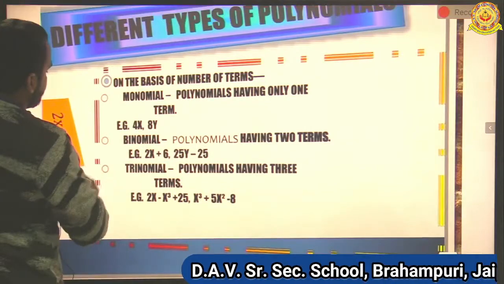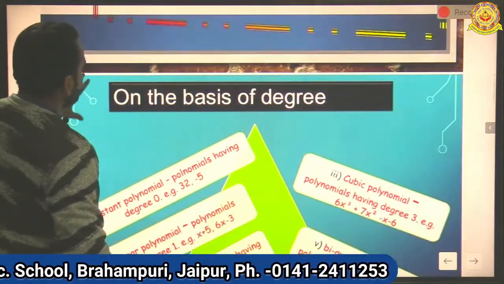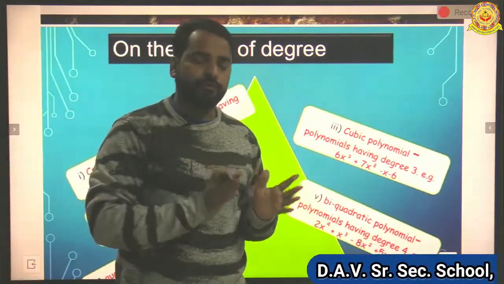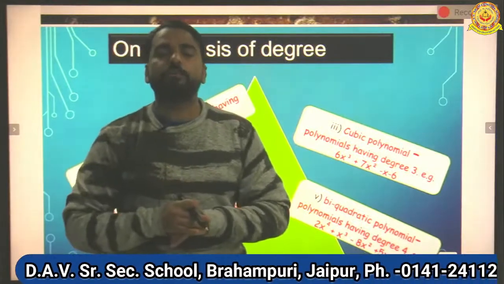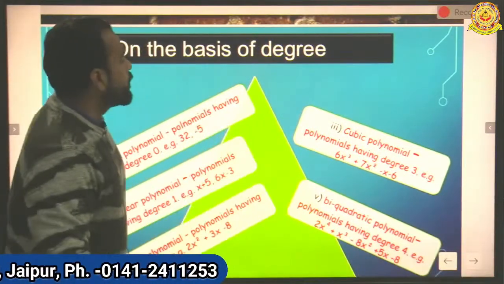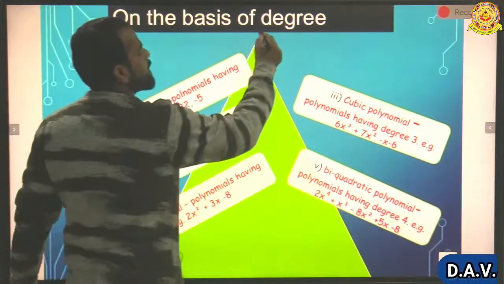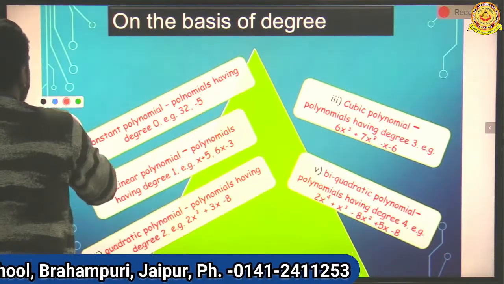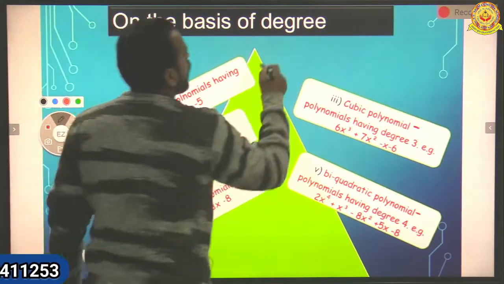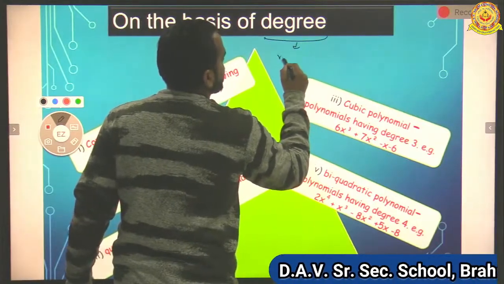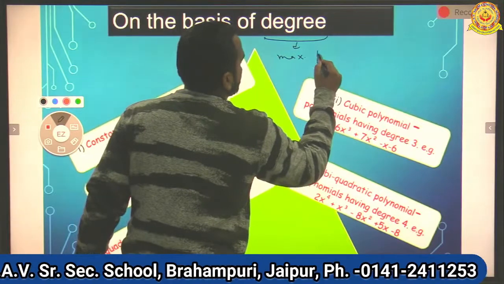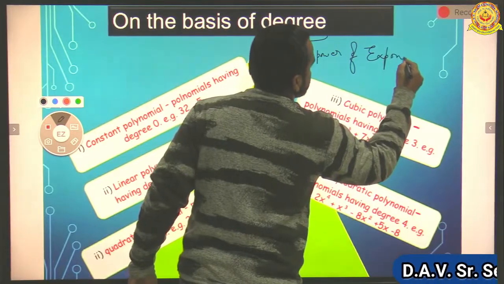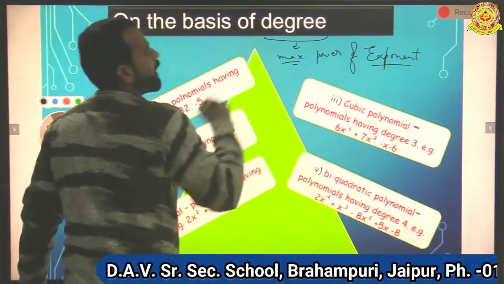Now we should move on to the next slide. We have done the first classification, on the basis of their terms. Now we have to classify the polynomial on the basis of their degree. Now we all know that the degree means the highest power of the variable. So when we are finding the highest power, or you can say the maximum power of the exponent, that is the degree.